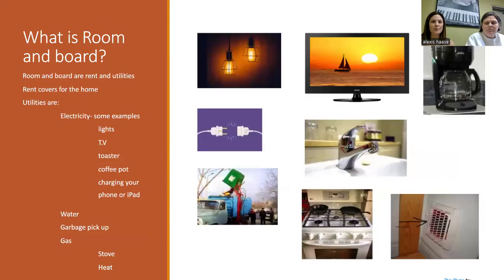So, what is room and board? Room and board are rent and utilities. Rent covers the home. Utilities are electricity. Some examples are light, TV, toasters, coffee makers, chargers, charging your iPad or phone, water, garbage pickup, gas, and stove and heat. So at this time, we're going to go ahead and pause for a few minutes so you can discuss as a group some other things at your home that fall under one of these categories.